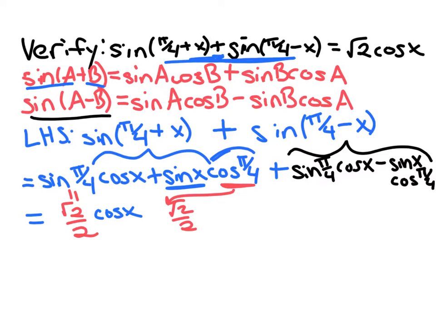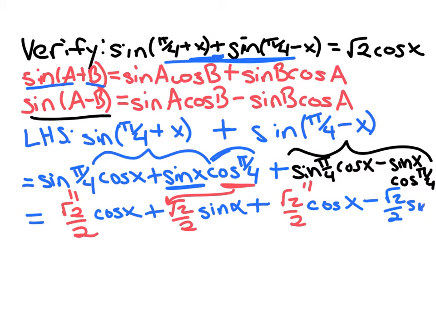So we've got plus the square root of 2 over 2 times sine x, plus cosine x times the sine of pi over 4, which is equal to the square root of 2 over 2, times cosine x, minus sine of x times cosine of pi over 4, which is also the square root of 2 over 2. It's all square root of 2 over 2 there.